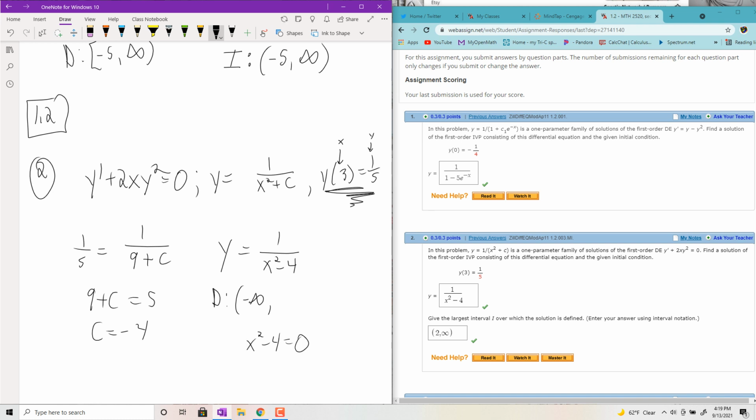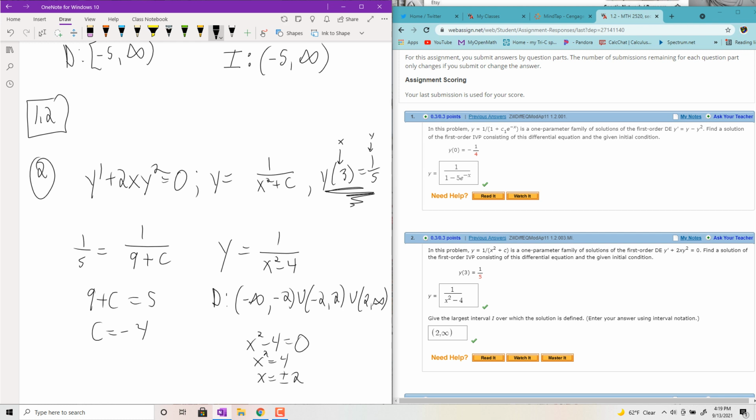X squared minus 4 is 0, so x is equal to 4. X squared is equal to 4, so x is plus or minus 2. We have to omit those from the domain. So negative infinity to -2, union with -2 to 2, union with 2 to infinity.